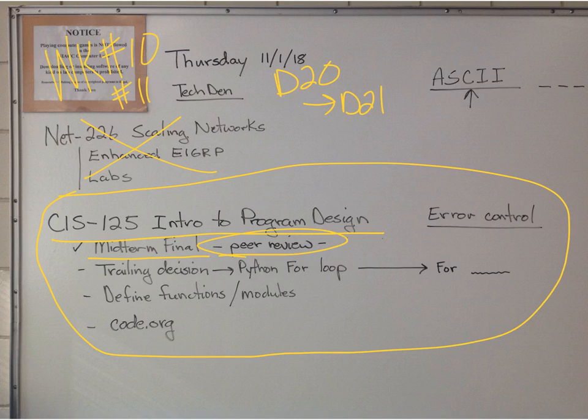We did peer reviews for the midterm final, finished that up, talked about decision and a for loop inside Python. So we looked at that, talked about defining functions, starting to think about modularization for programming, and we talked about code.org in preparation for next Tuesday.